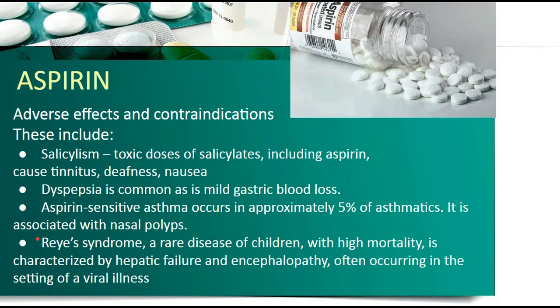Severe blood loss from the stomach can be life-threatening. Next is the aspirin-sensitive asthma that occurs in approximately 5% of asthmatics. It is associated with nasal polyps. And then the last is the Reye syndrome, a rare disease of children with high mortality and is characterized by hepatic failure and encephalopathy, often occurring in the setting of viral illness.